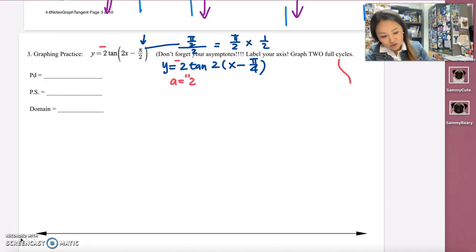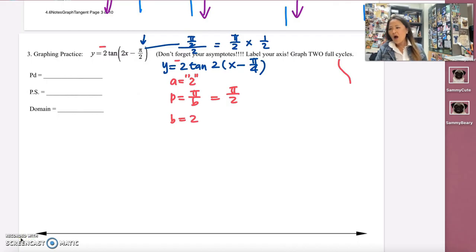Amplitude is 2. I put quotes around it because I know it's negative 2, but when I'm saying an amplitude, I need to always be positive. Period is going to be pi over b, but looks like our b is 2, so it's going to be pi over 2. Wow, this is a really skinny tangent function. Pi over 2 means one cycle between two asymptotes is going to be pi over 2 long. Interesting, but that doesn't make it any more difficult. So period is pi over 2.